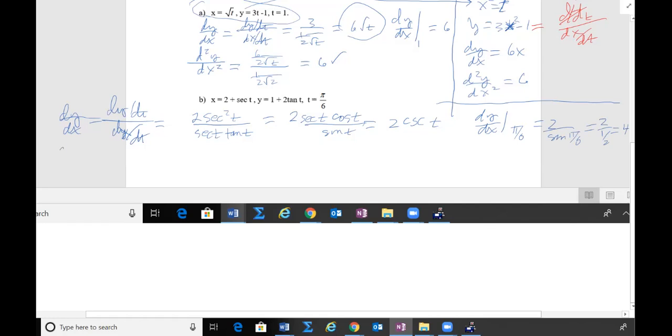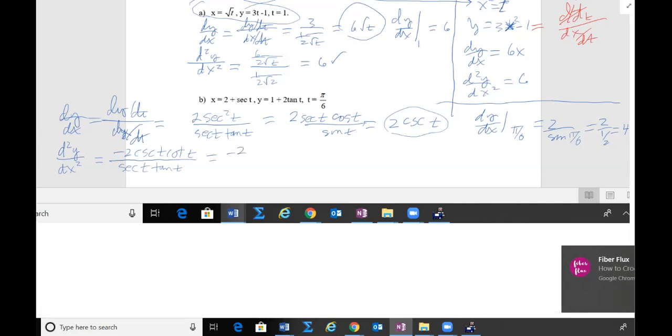Now, let's find the second derivative. We're finding the derivative of the first derivative. The derivative of the first derivative will be minus 2 cosecant t cotangent t divided by dx dt. Well, that's the same as it was before. Dx dt was secant t tangent t. Okay, so we'll show a little bit of the work here. Let's write that says minus 2.